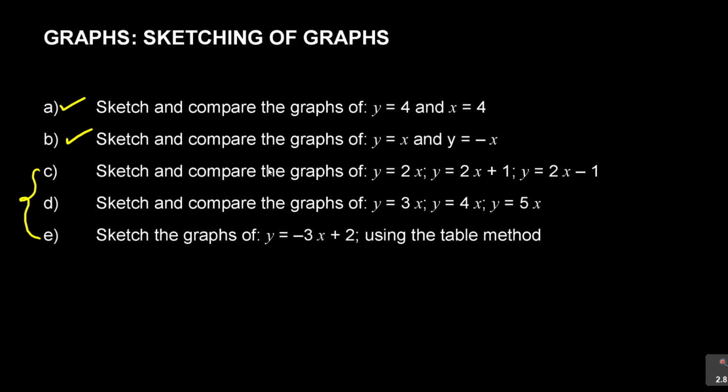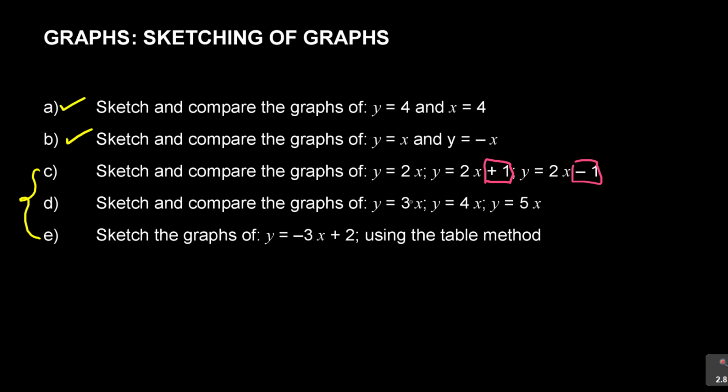Let's look at this. It says compare the graph of y is equal to 2x, y is 2x plus 1, y is 2x minus 1. We want to compare them. We want to see what the plus 1 does to 2x, and then what the minus 1 does to 2x. Are you with me? I'm not going to do the full table method because of time on this one. I just want to show you the impact.